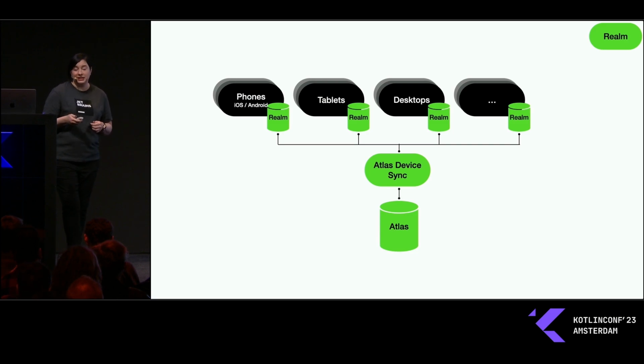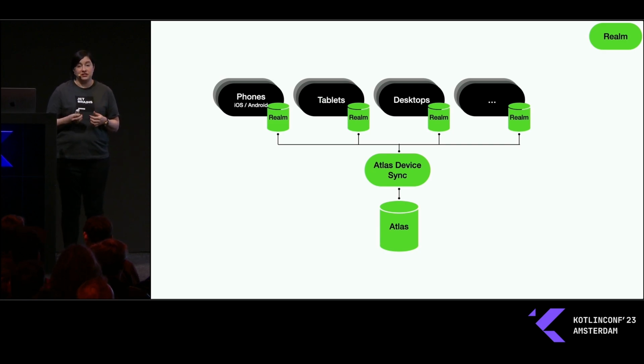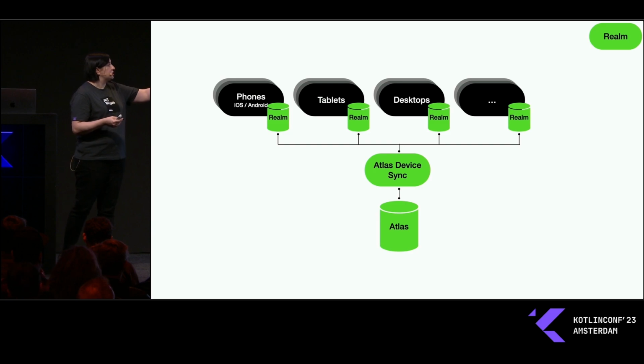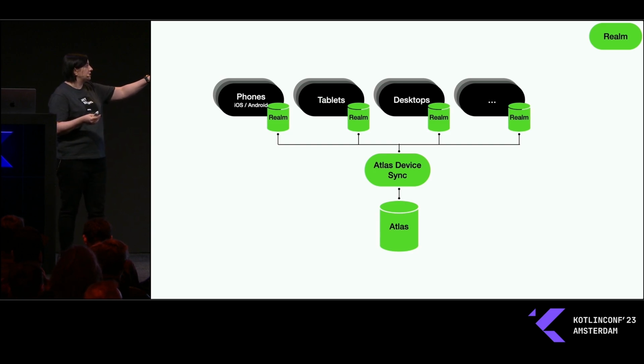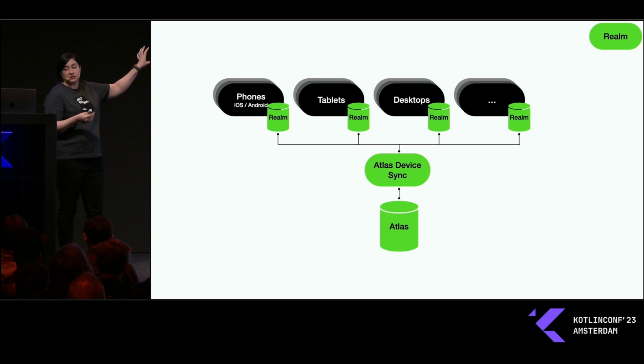But what I really, really like about Realm is this. It will handle device syncing for you. And this is using their paid product called Device Sync that works with the server-side MongoDB Atlas database for your app. So you can have a Realm database for your phones, your tablets, your desktops, and so on. And device sync will automatically sync with your cloud-based database and the rest of your Realm databases for you automatically.